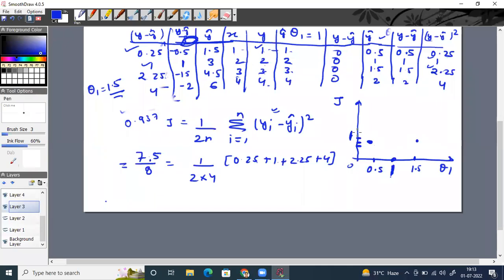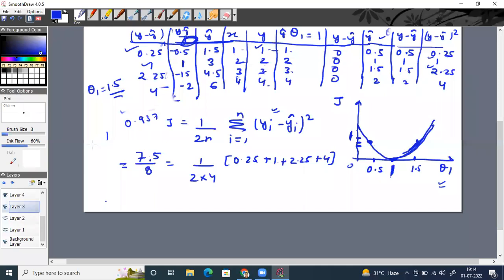If you can see, when you put multiple values, your shape will be a convex shape, very much like this, right? Sorry, I missed the point, but you understand the point, right? It will be very much like this, a convex shape. So a very common question asked in interviews as well: what is the shape of your cost function in the case of linear regression? The answer is convex. So what we have to find is the value of theta 1 which should give you the minimum cost function. In this case, it is 1.